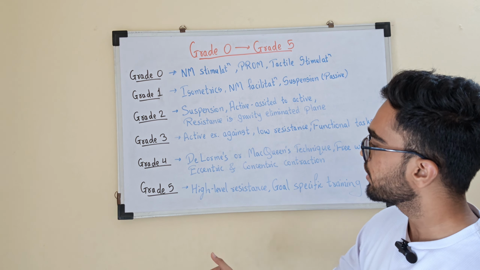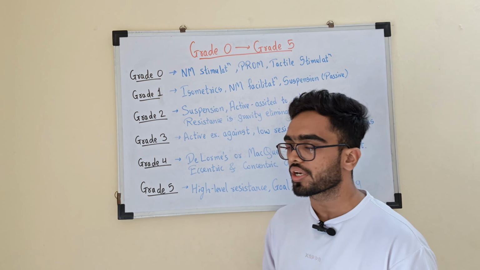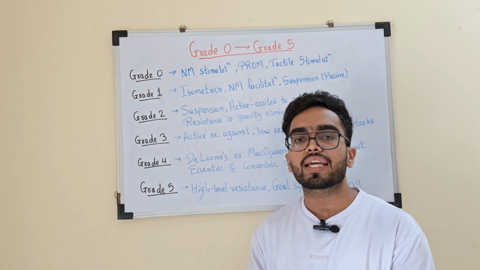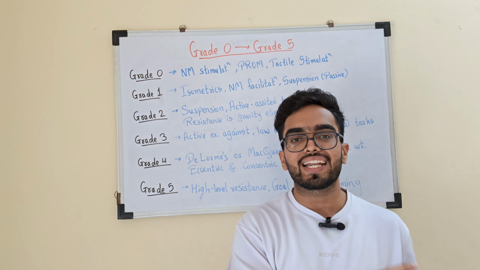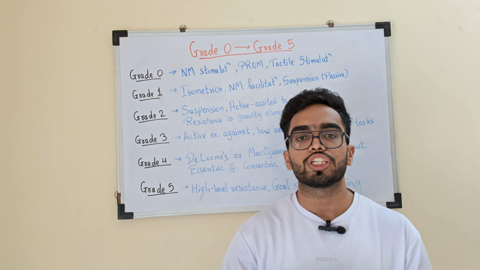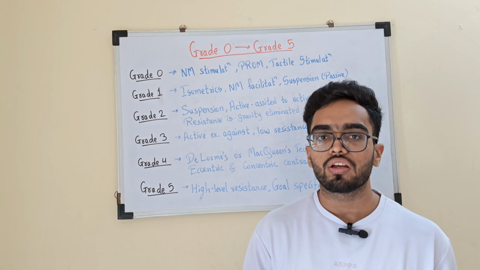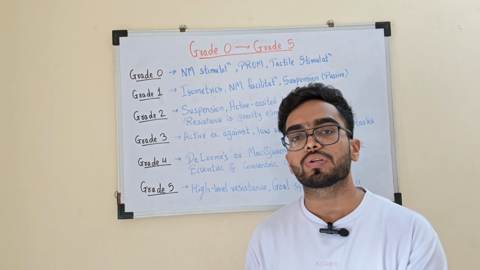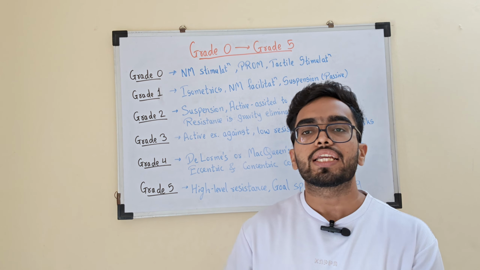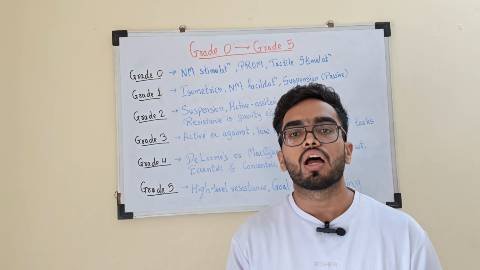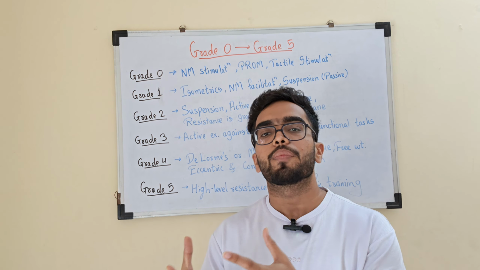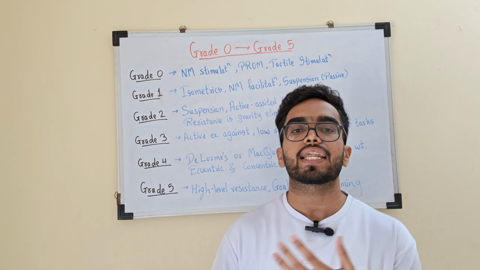Okay, after this we will reach grade 5, from grade 4 to grade 5, and after grade 5 we will start with goal oriented training. If the person wants to achieve daily activities, or the patient is a sports person and he wants to reach a certain amount of strength or power or endurance, according to that we will make a program for that person and train him accordingly.